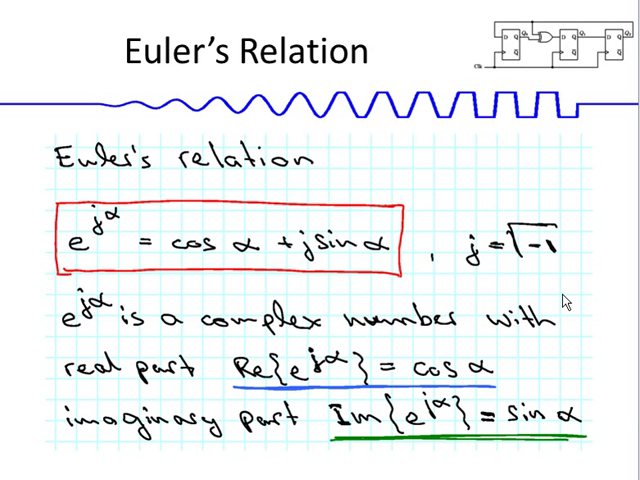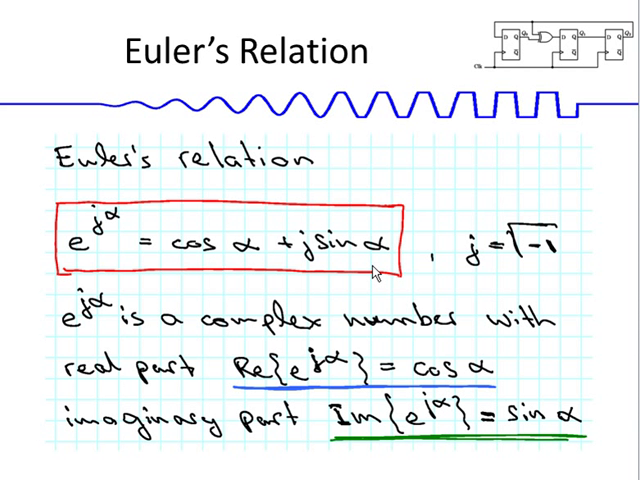So the way to actually solve that dilemma is by using complex numbers. And Euler's relation tells us how to get started on that. Euler's relation says that e to the j alpha, which is a complex exponential, is equal to cosine alpha plus j times sine alpha, where j is equal to the square root of minus 1. So e to the j alpha is a complex number with a real part of cosine alpha, it's this part here, and an imaginary part of sine alpha, that's this part here.